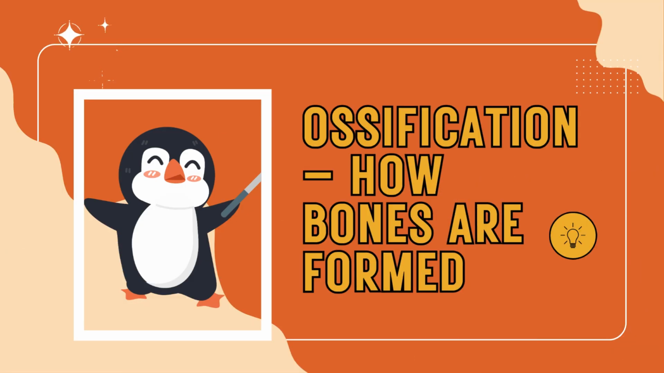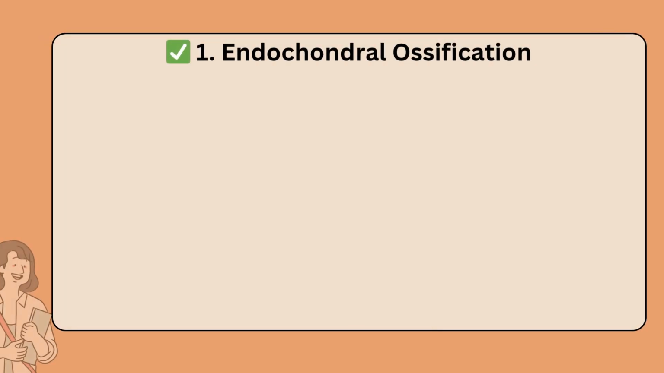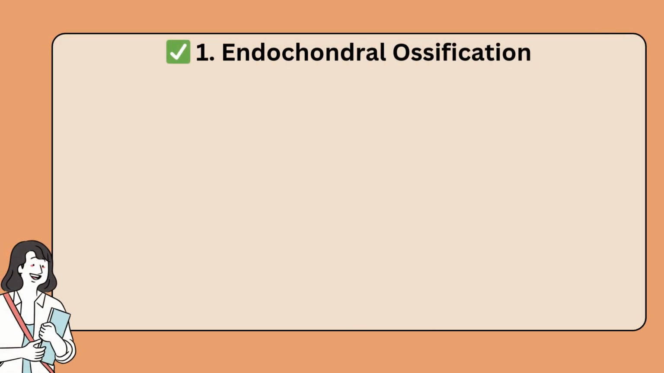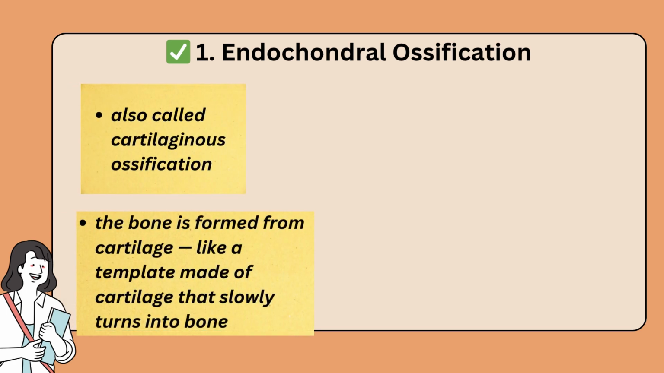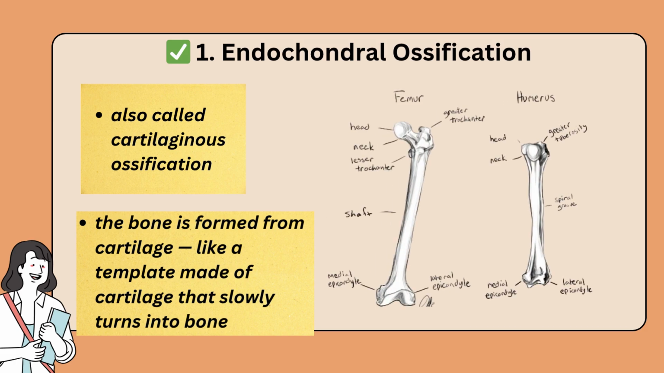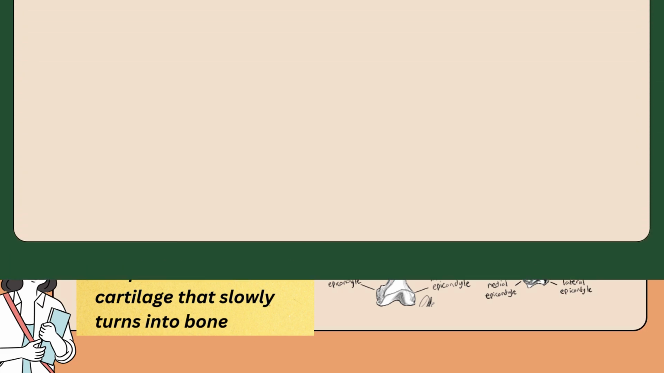Now let's see how bones are actually formed. This process is called ossification, and there are two main types. 1. Endochondral ossification. This one is also called cartilaginous ossification. Here, the bone is formed from cartilage, like a template made of cartilage that slowly turns into bone. It's seen in long bones like the femur, humerus, etc.